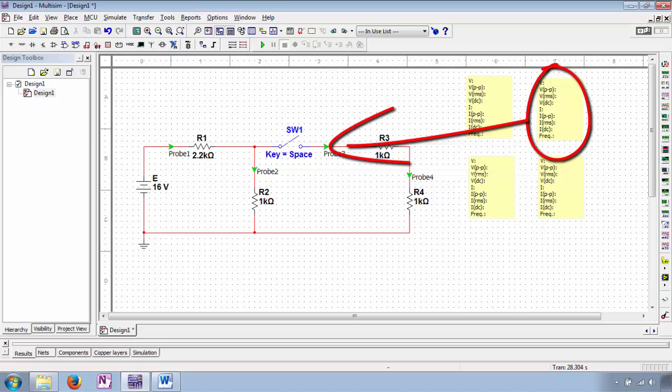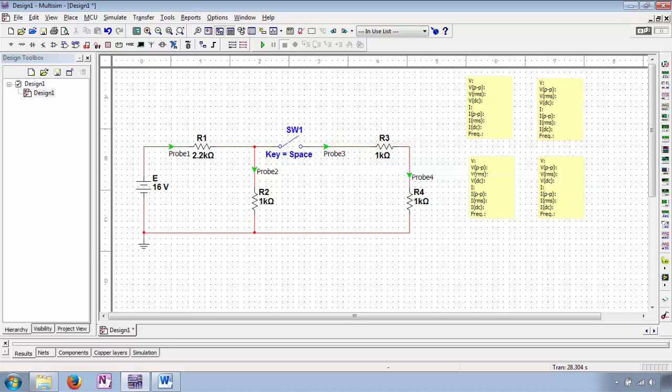Probe 3 will read the current traveling through both R3 and R4, and will indicate the voltage at the junction of the right terminal of switch 1 and the left terminal of R3 with reference to ground. Probe 4 should read the same current as probe 3 since they are in series with one another. The only new information probe 4 provides is the voltage at the junction of the right terminal of R3 and the top terminal of R4 with reference to ground. When switch 1 is closed, current through probe 2 plus probe 3 should equal the current through probe 1.